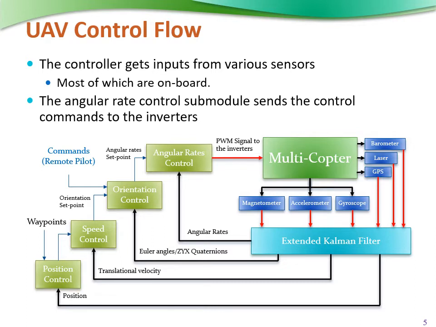This control structure also takes remote pilot commands as well as trajectory paths as inputs. These inputs usually come from the base station, or they may come from neighboring UAVs, especially in the case of a collaborative swarm. The angular rate control submodule sends the control commands in the format of PWM to the inverters, that is, the motors associated with the four rotors in this case.